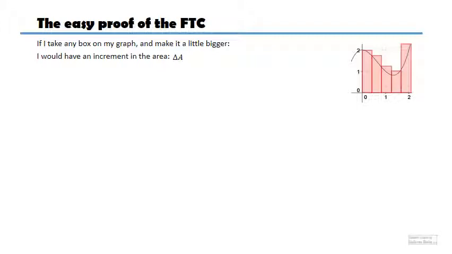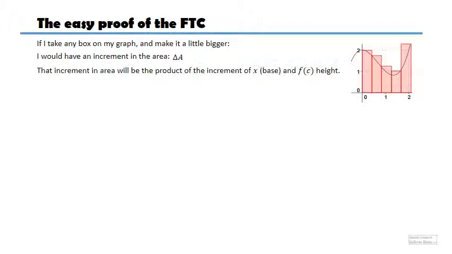Now, how much? How much bigger did I make it? Well, I make it bigger delta x, right? An increment of x. That's how much bigger I made it. And the height, well, it's going to be some f of some value c, which is going to be between x and x plus delta x, right? That increment, there's going to be a little box somewhere that its height is exactly going to be the area between the curve and the x-axis of that increment of x.